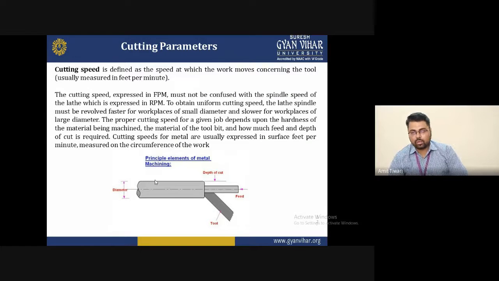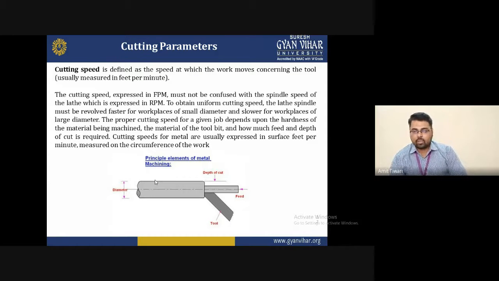Okay, so to obtain a uniform cutting speed, the lathe spindle must revolve faster for a workpiece of small diameter and slower for a workpiece of larger diameter. So if you use the spindle speed when working on the lathe machine, you must revolve the workpiece faster for a small diameter and slower for a larger diameter. We can set a proper cutting speed for a given job depending upon the hardness of the material being machined.